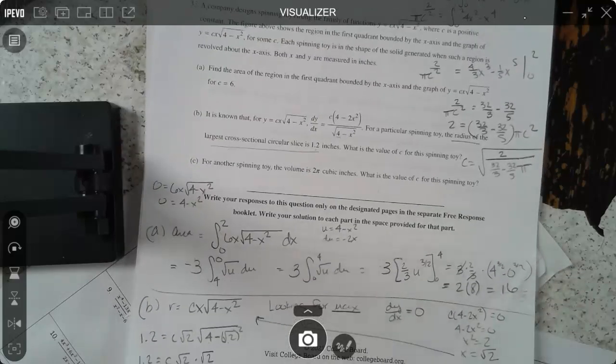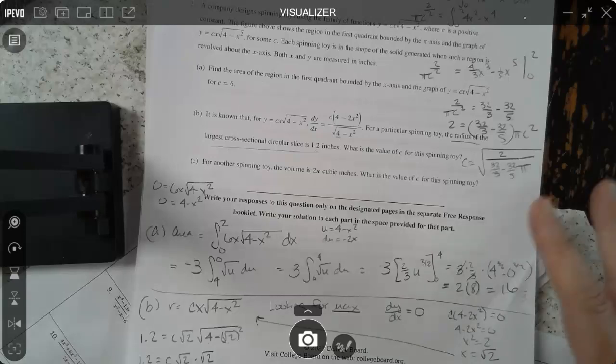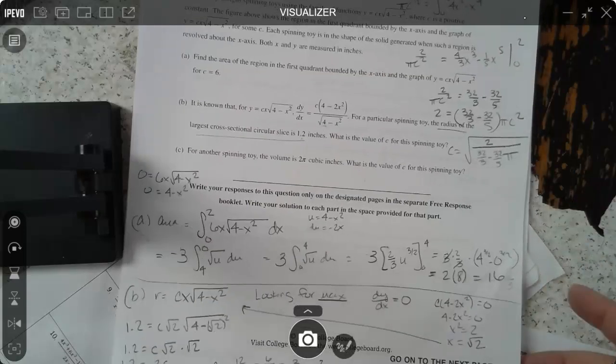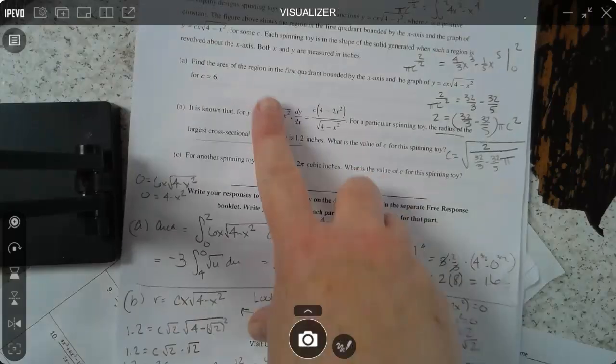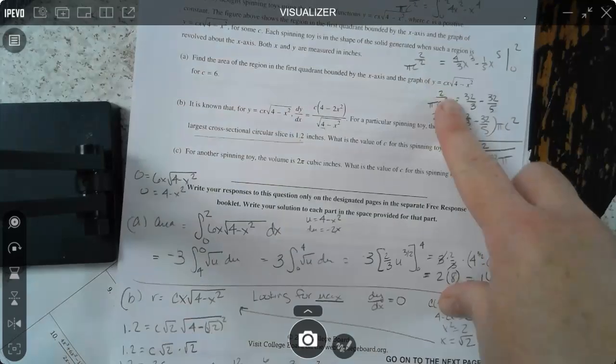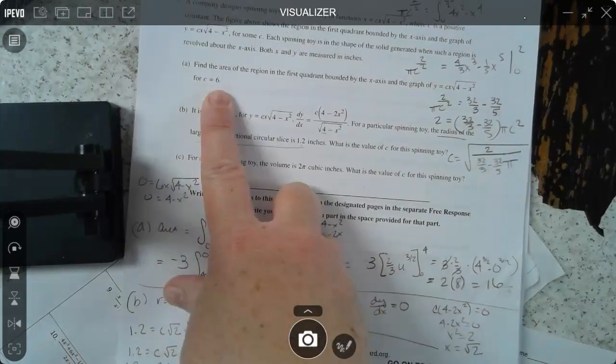All right, let me start with part A. There were only 3 parts here. Each one of them, I think, was 3, 2, and then 4. This was brutal. A was not too terrible. I got through A okay. A was just asking for the area of the region. Here's my graph, and it told you C was 6.